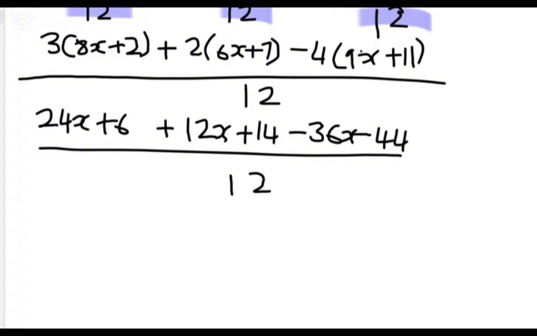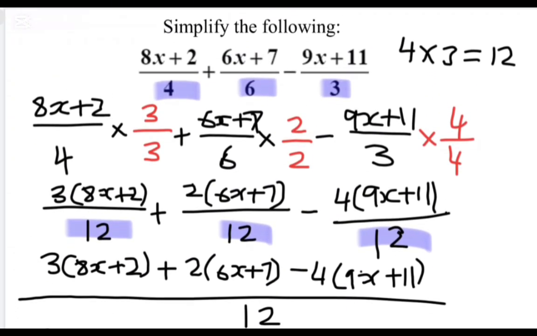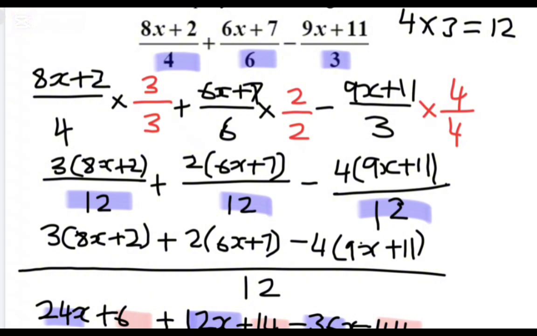So now we can add the like terms. These and these and these are the like terms, and also these are the like terms, so we just need to add them together. If you add 24 and 12 and minus 36, you're going to get 0. And when you add 6 plus 14 minus 44, you're going to get negative 24. Negative 24 divided by 12 is going to give us negative 2. So this is how we simplify this one. Let's take a look at our last example.